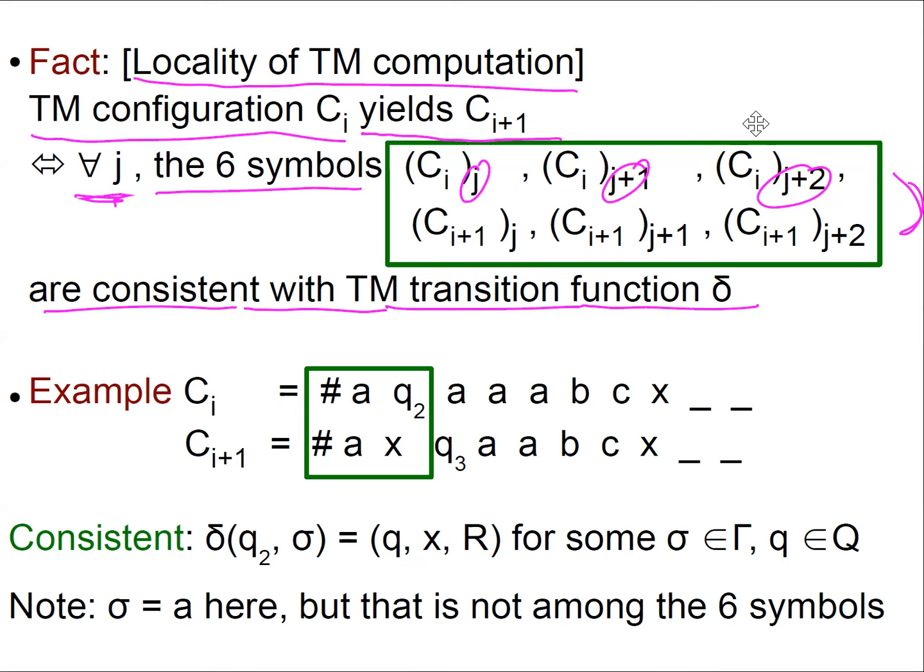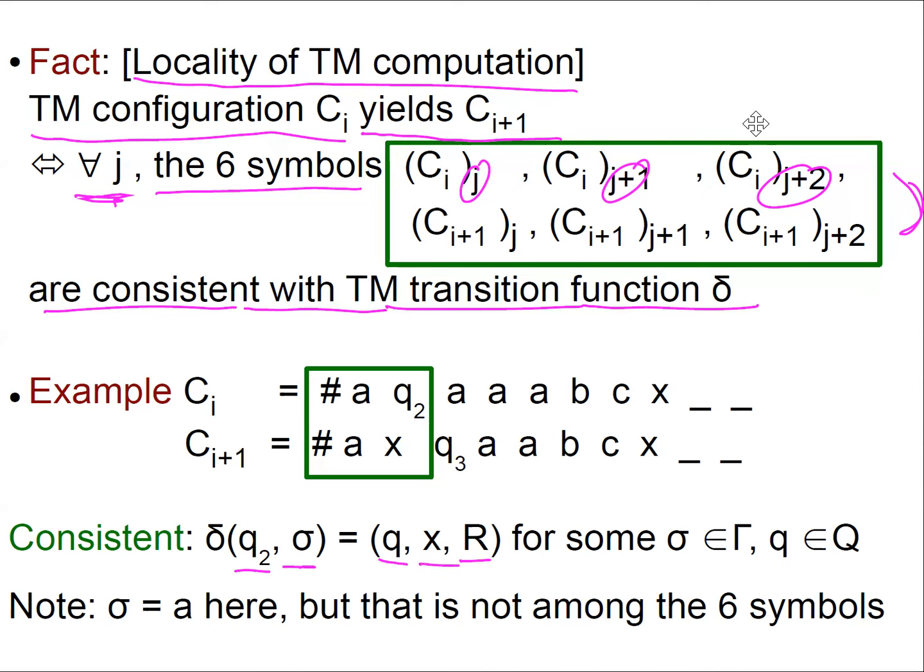Okay, so if the transition function says that in state Q2, reading a symbol sigma, you're going to move to some state Q and write an X and go to the right. This will be consistent with this window here, right?